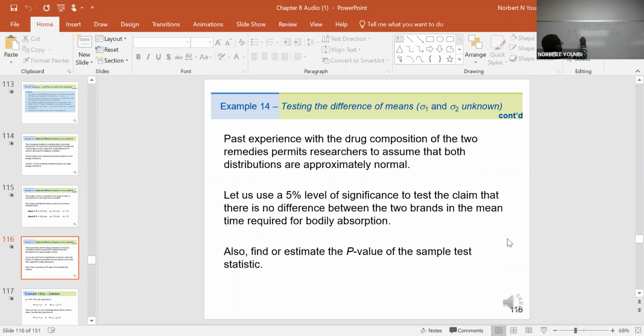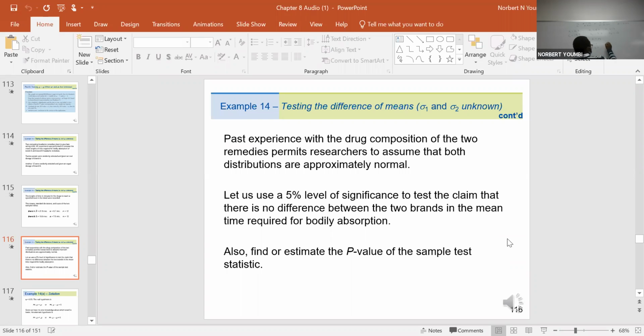What is the claim? What is the claim here? There's no difference. That is mu1 equal to mu2. So H0 will be mu1 minus mu2 is equal to 0. H1 will be mu1 minus mu2 is different from 0.